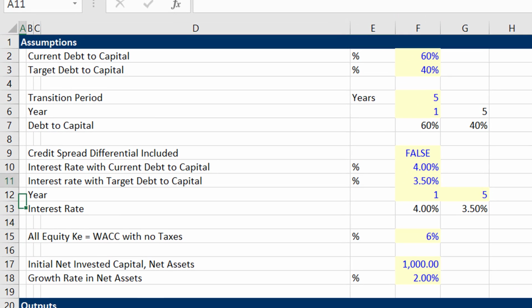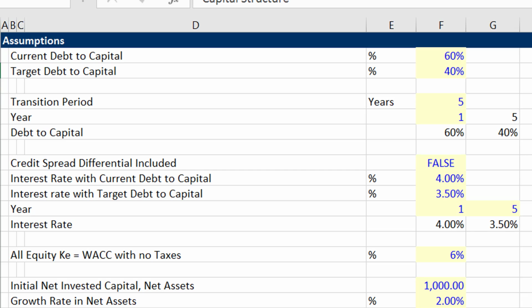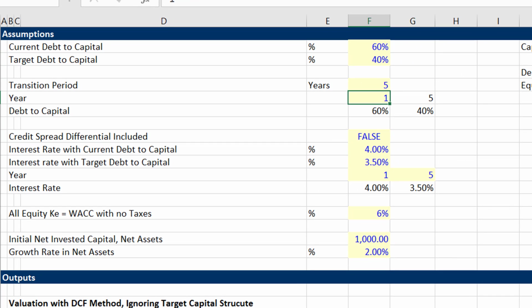So here are some of the assumptions. I made a debt to capital current of 60% and then a future one of 40%. And then I said it takes 5 years to get there. So I made a little table over here. And excuse me for just 1 minute. I'm going to move these up, because if you have a table like this and use the whole line, you want to make sure that that line isn't kind of polluted by anything. So we're going to go from a 60% down to a 40%.